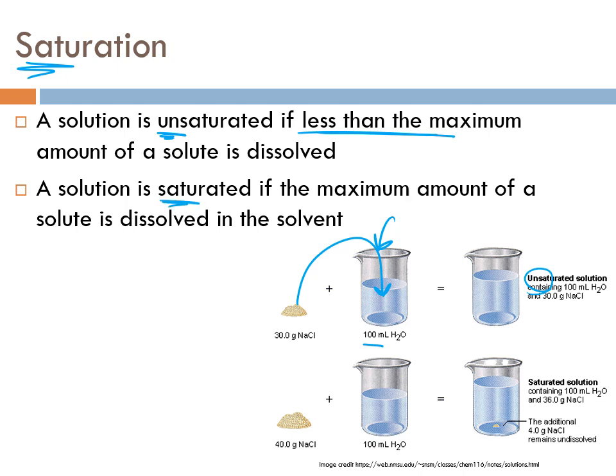Saturated solutions do have the maximum amount of solute possible dissolved. So if I add 40 grams instead of 30 grams to that same 100 milliliters of water, 36 of it will dissolve. But we'll have this tiny little pile on the bottom, 4 grams of salt that cannot be dissolved in this water, because I have saturated this quantity of water. We have dissolved as much salt as possible in those 100 milliliters of water. So this is a saturated solution.